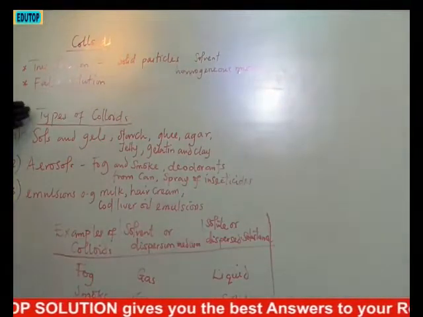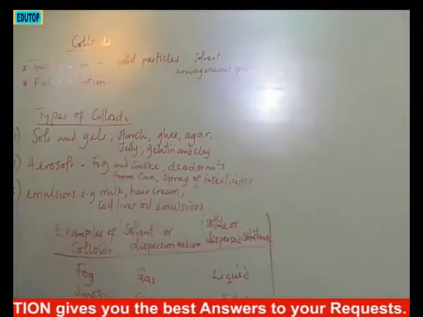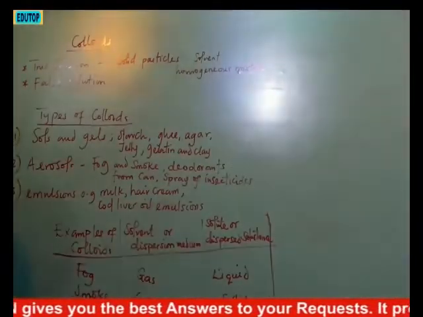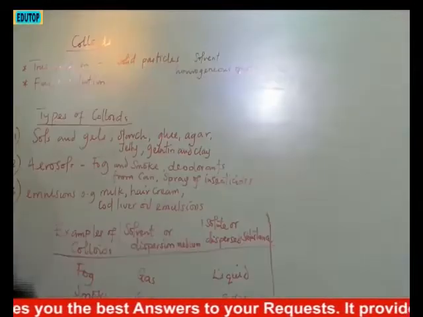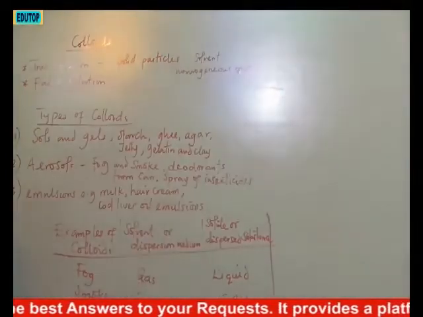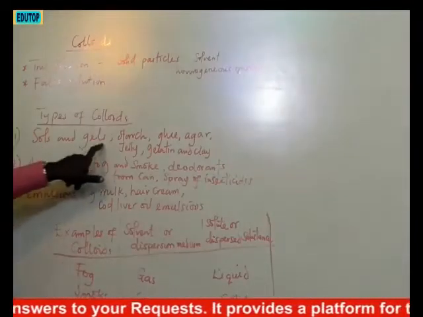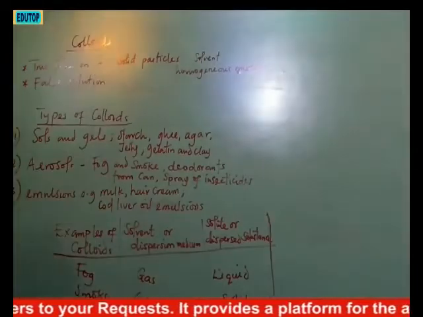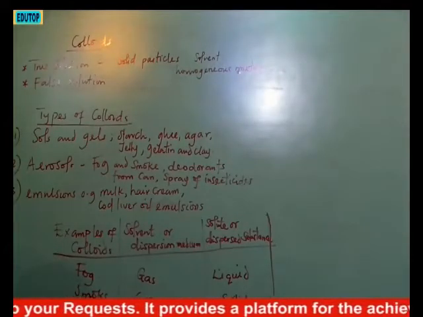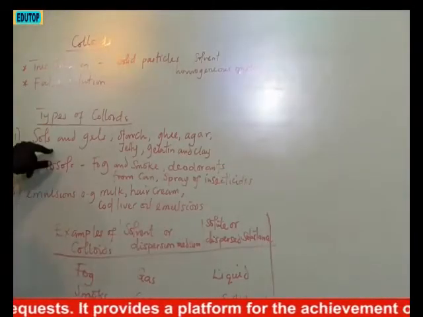Then let's talk about types of colloids. What are the types of colloids? We have sols and gels, we have the aerosols, and we also have the emulsions. So these are the three types that we have. Under the sols, it is when this solidifies that it becomes gel. So under the sol, we have the dispersed particle here is solid.